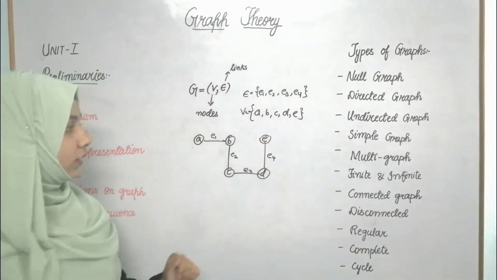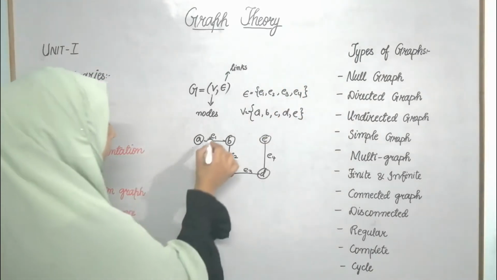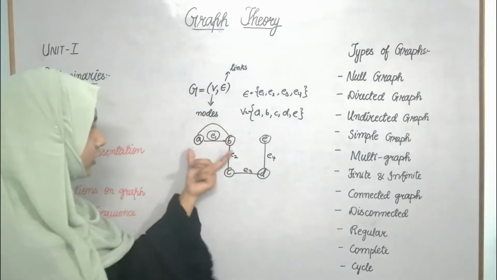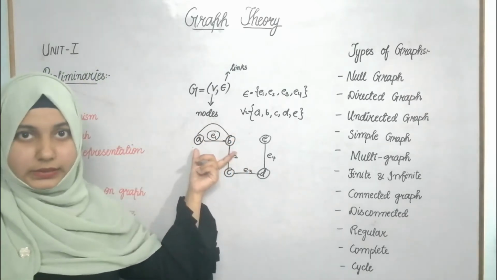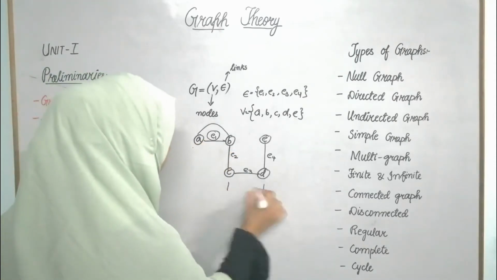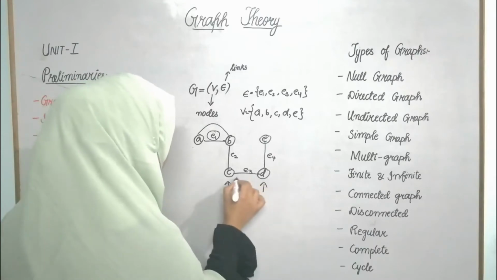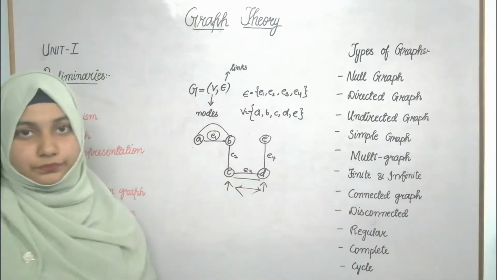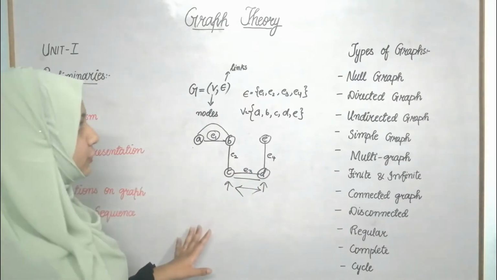From the diagram, you can say that an edge is something that is going to connect two vertices. This is one vertex, this is another vertex, and the edge is going to connect these two. Clear with the definition of graphs?